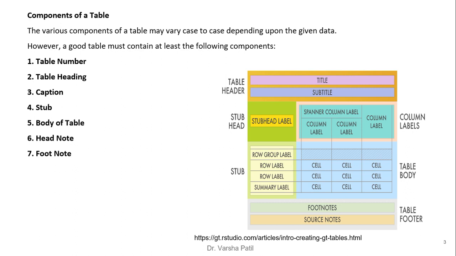Components of a table. The various components of a table may vary case to case depending upon the given data. However, a good table must contain at least the following components, even if we create the table online or offline. So the points are table number, table heading, caption, stub, body of the table, head note and footnote.